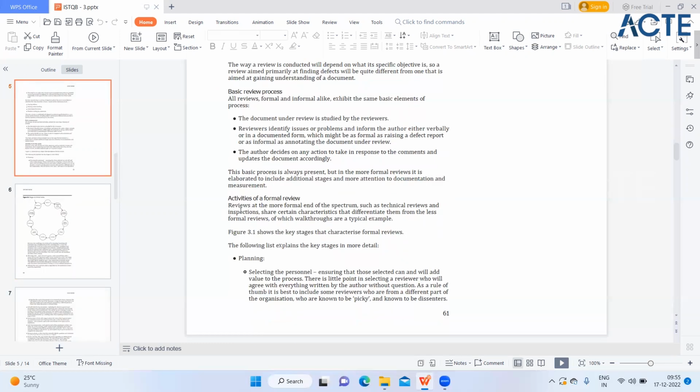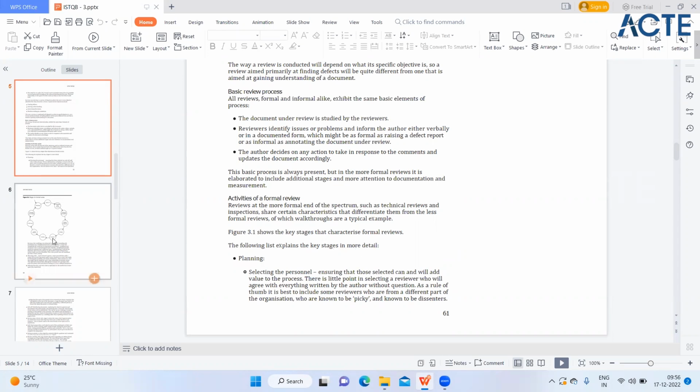Reviews at the more formal end of the spectrum, such as technical reviews and inspections, share certain characteristics that differentiate them from the less formal reviews, of which walkthroughs are a typical example. Now, we have different types of formal reviews, which we will see later in this chapter. Now, the following list explains the key stages in more detail.